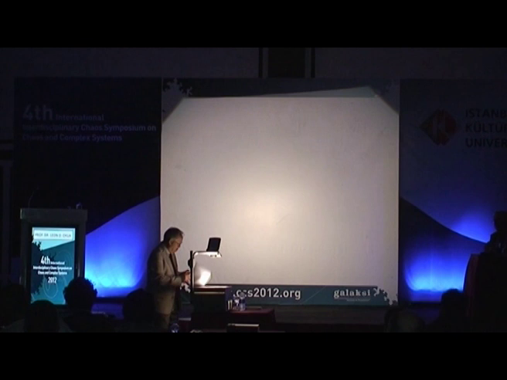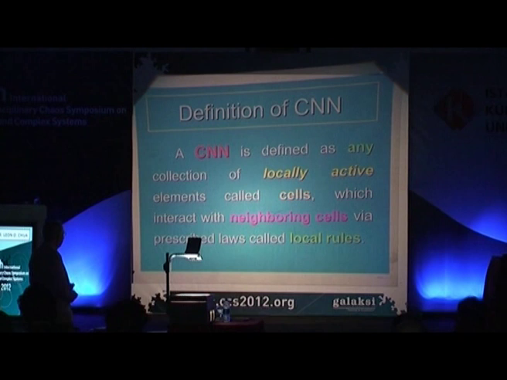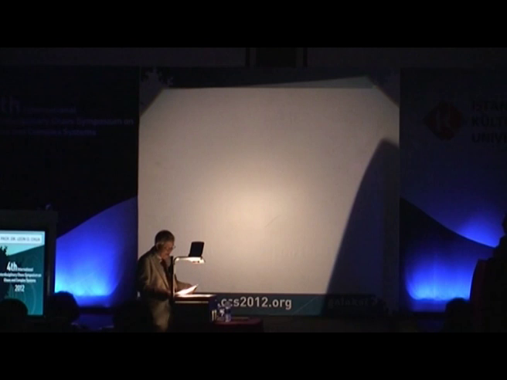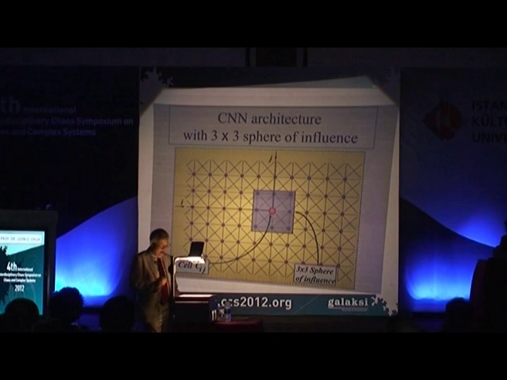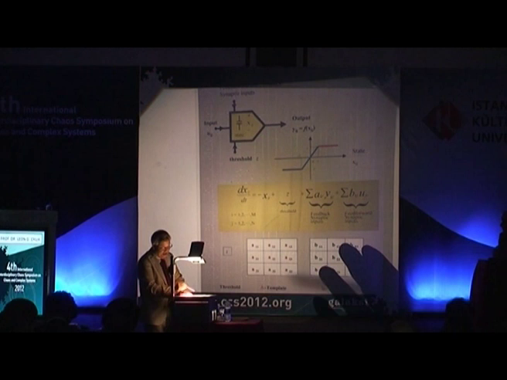So a CNN, therefore, is defined as any collection of locally active elements or cells which interact with neighboring cells via prescribed laws that we call the local rules. So for those of you who are not aware of CNN, it is nothing but an array where every one of them is an electronic circuit, a cell. And the cells are coupled locally by numbers, by coefficients of coupling, that is, by a matrix. And that's all you need to know today, that they have this local coupling.